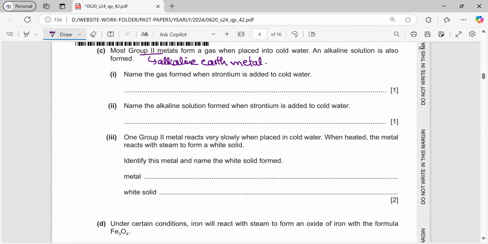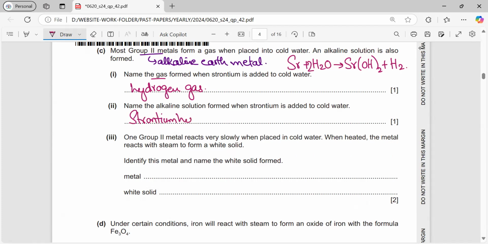Now, when strontium is added to cold water, it's Sr plus H2O. It gives strontium hydroxide plus hydrogen gas is evolved. So this is the equation. So the gas which is formed is hydrogen gas. Name the alkaline solution formed when strontium is added to cold water. So the alkaline solution will be strontium hydroxide.